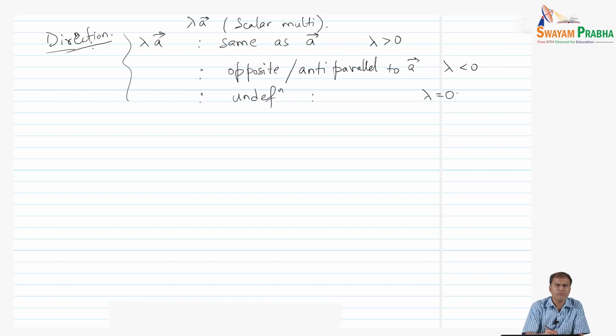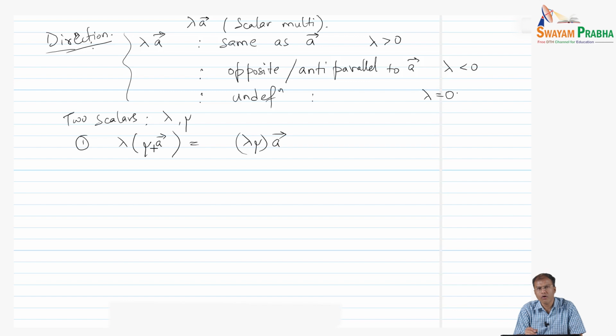Okay, so then we have some very trivial operations of these scalar multiples. For example, if we have two scalars lambda and mu, then we can say that lambda times mu of A is lambda mu times A. So what I want to convey with this simple operation is that you can first multiply with the first scalar and then multiply with the second scalar, or you can multiply the scalars together and then multiply it with the vector. Both are going to give you the same result, right?